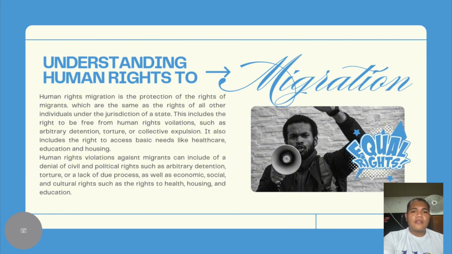Human rights in migration extend beyond legal protection to foster integration, social cohesion, and mutual respect. Upholding these rights not only benefits migrants but strengthens communities, economies, and international relations by promoting stability, understanding, and ethical standards across borders.